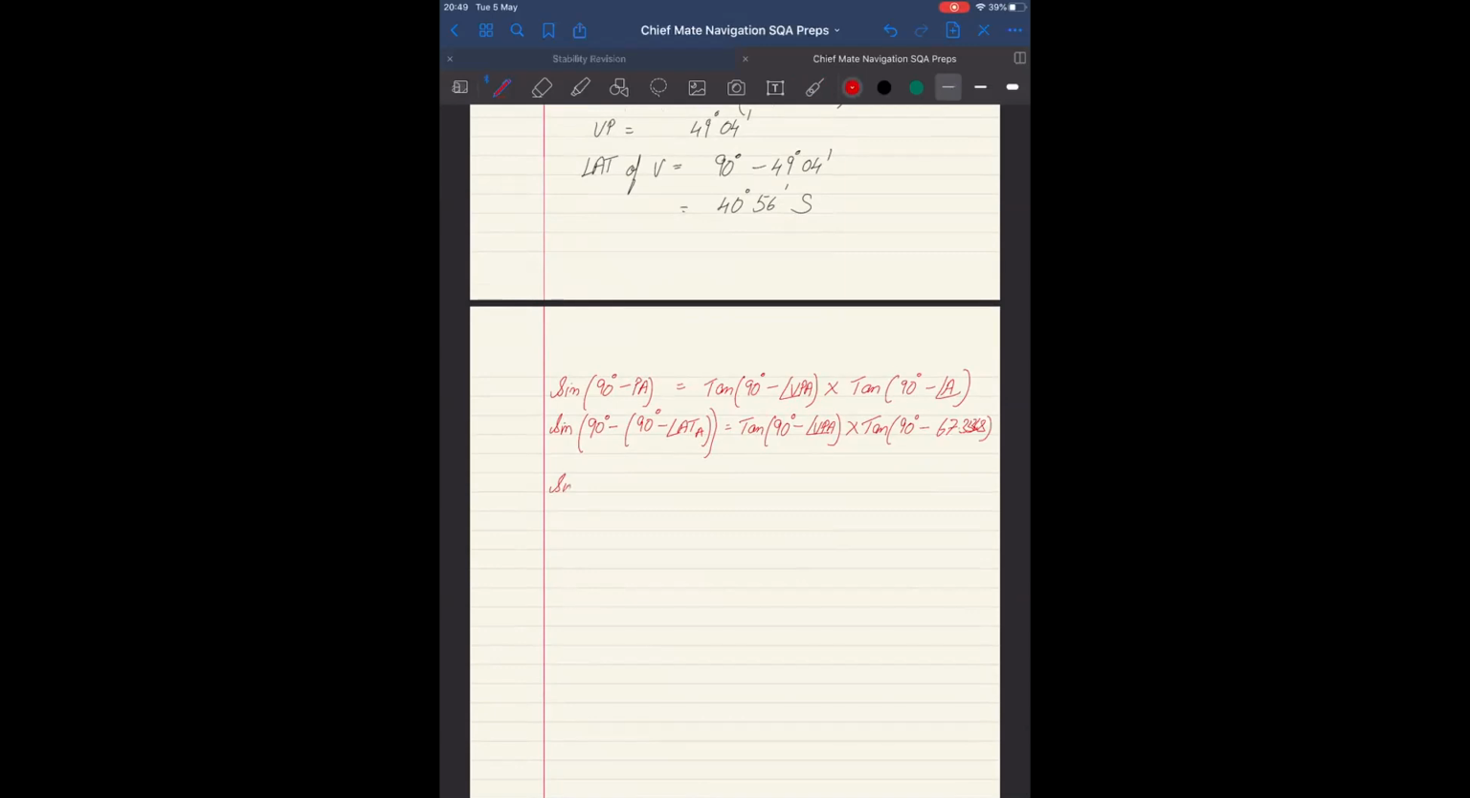Now solving further, when I open this bracket, I would write it as tan of (90 degrees minus 90 degrees plus lat A), because this minus times minus becomes plus here, which equals tan of (90 degrees minus angle VPA), which we are supposed to find out, multiplied by tan of (90 degrees minus 67.33368).